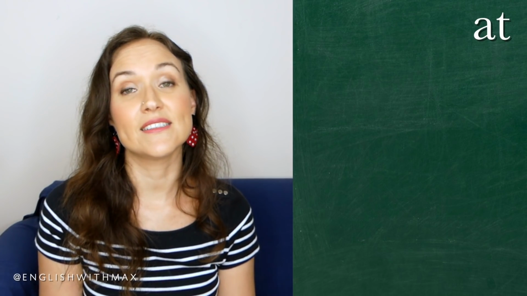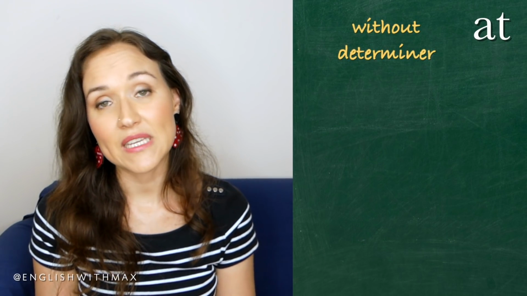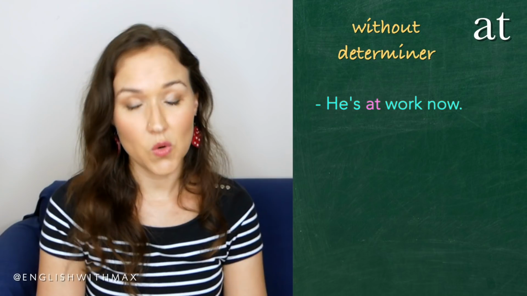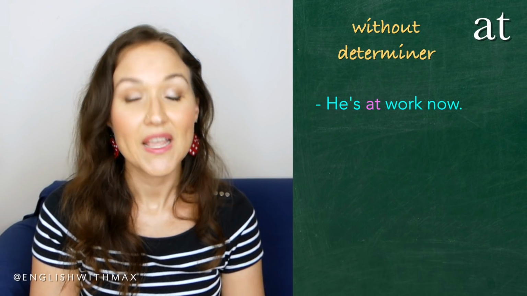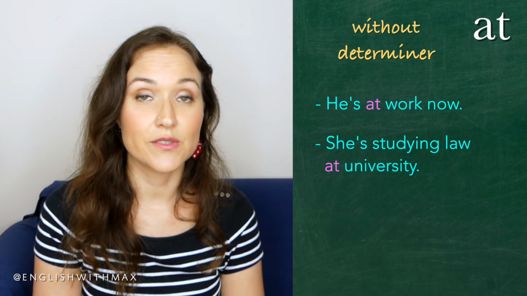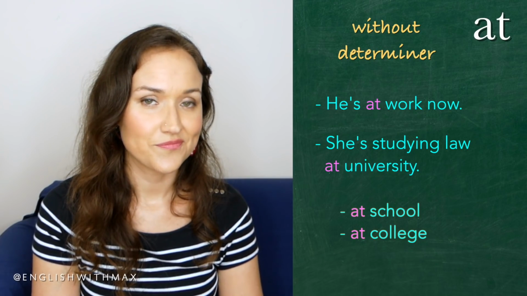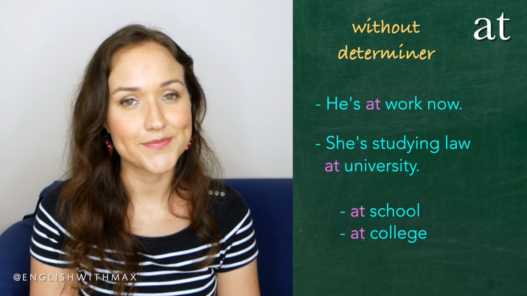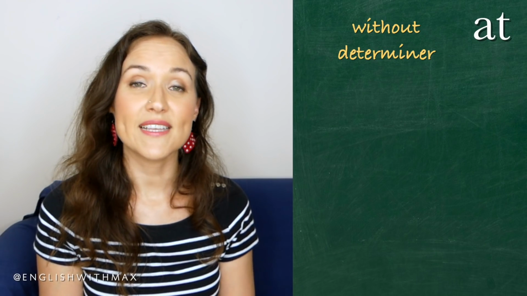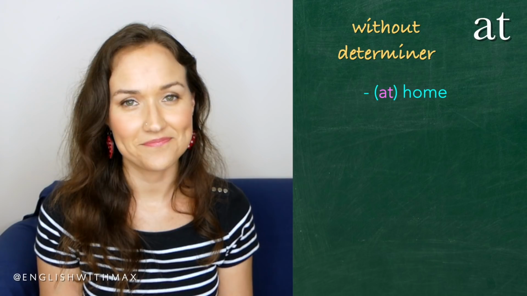And there are some instances in which we use at immediately before the place. For example, he's at work now. She's studying law at university. And we also say at school and at college. We say at home as well.